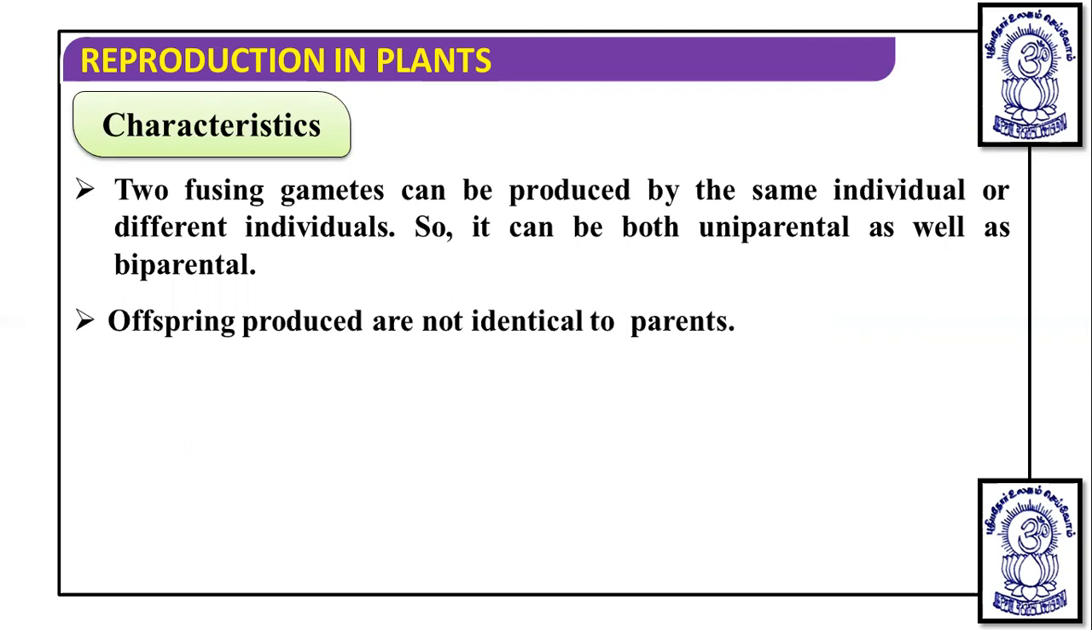Then the offspring produced are not identical to the parent, because in sexual reproduction, during the formation of gametes, meiosis occurs. And I hope you know that in meiosis, crossing over or recombination occurs. During this crossing over or recombination, the exchange of genetic material occurs, and that leads to the development of variation. So the offspring are formed by the fusion of gametes which have already undergone recombination, and so they are not going to develop into offspring identical to the parent.